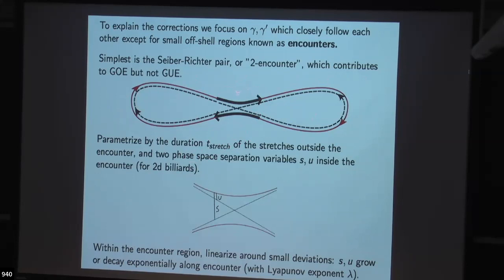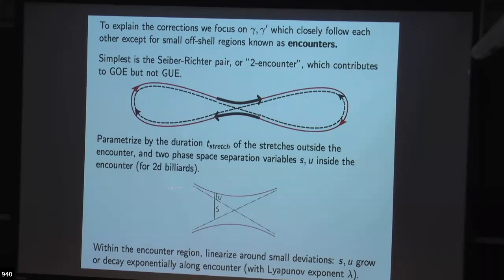Within the encounter, we want to parameterize what's going on by two phase space separation variables, s and u. Here we're assuming the billiard is 2D, so there are only two phase space separation variables. And here I've drawn a little cartoon. This isn't quite right. This is a picture of the orbits in configuration space, not phase space. But roughly, u represents the unstable separation direction of phase space, and that grows along the encounter. As these two orbits deviate, their phase space separation variable u grows. But this orbit converges to this one, and the stable separation variable decays exponentially.